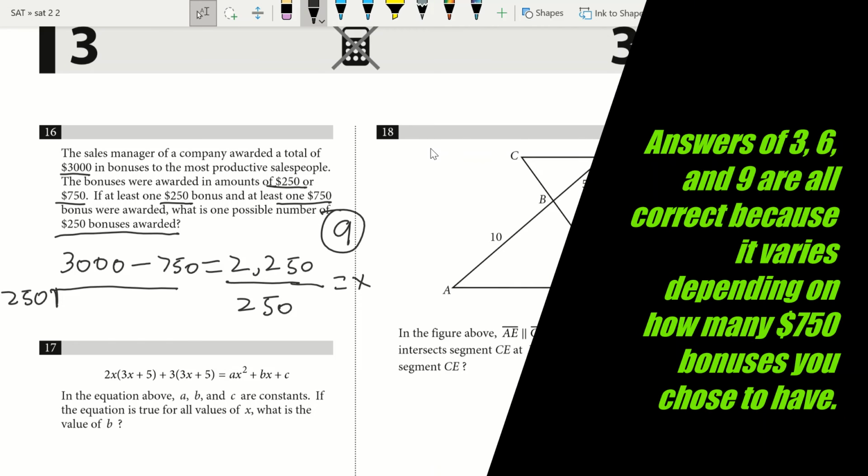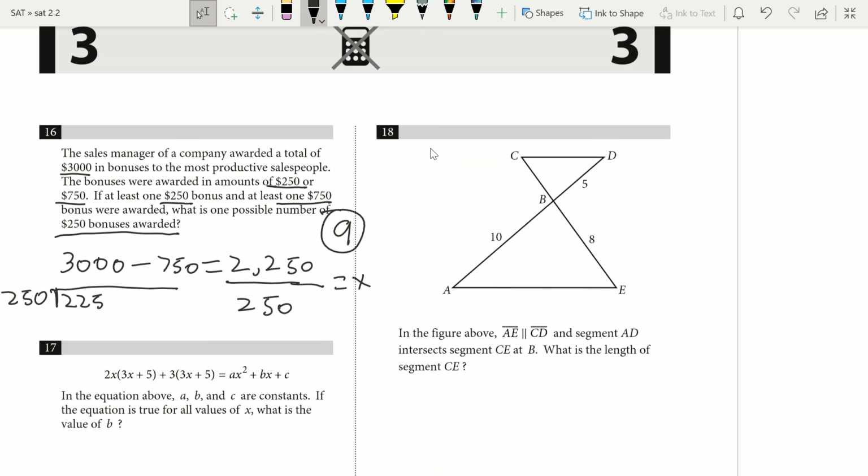But if you do have to do long division, here's how you'll do it. You'll do 250 outside the box and 250 inside the box. 250 does not go into 225, but it goes into 2,250 9 times with no remainder. So you really can't even use long division on that one. You just have to kind of know it. So there you go.